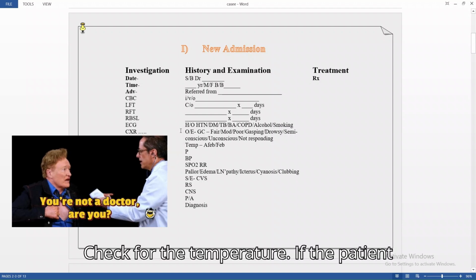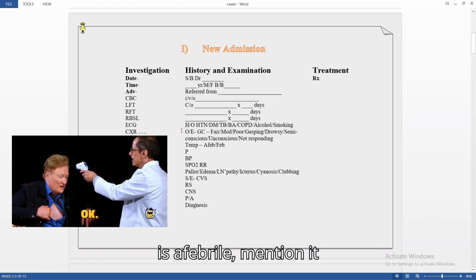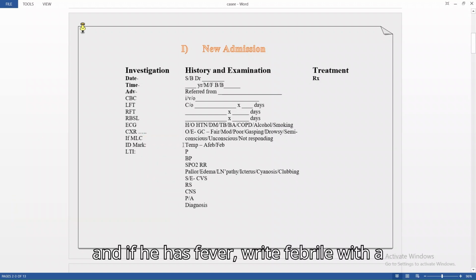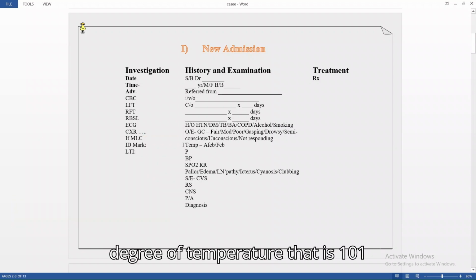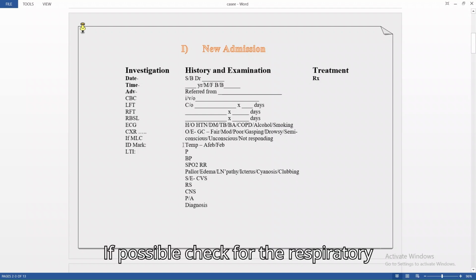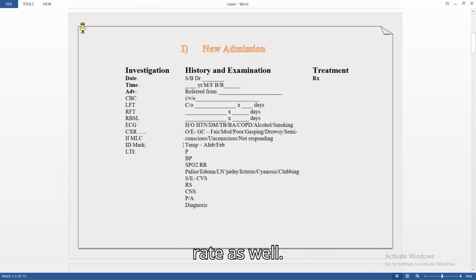Check for the temperature. If the patient is afebrile, mention it. And if he has fever, write febrile with a degree of temperature, that is 101 Fahrenheit, 99 degree Fahrenheit, etc. Record pulse, BP, SpO2 and mention it. If possible, check for the respiratory rate as well.